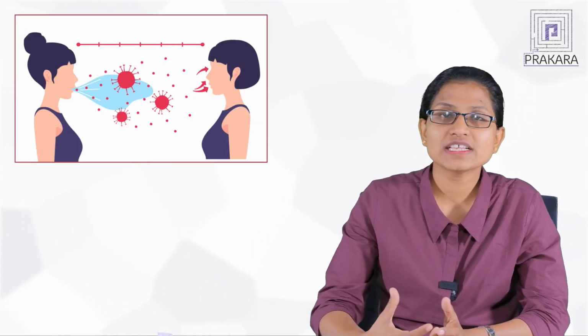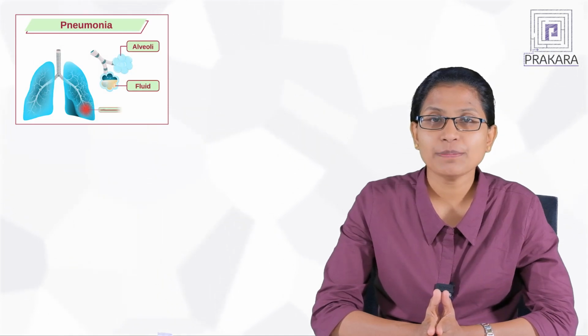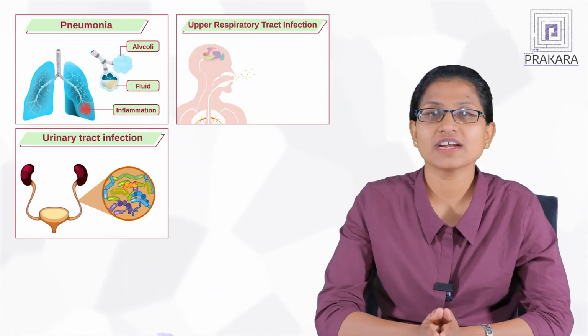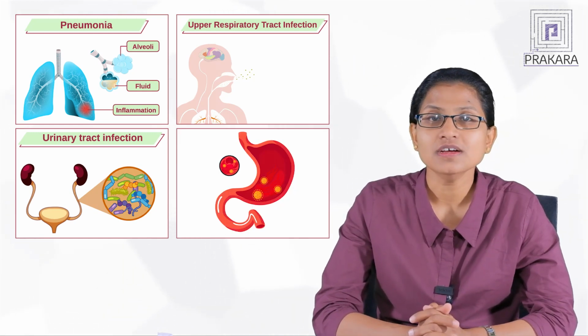Pseudomonas aeruginosa is known to cause severe opportunistic infections in human beings. They are transmitted through droplets. They are also transmitted by direct contact with the diseased person. This bacteria is known to cause pneumonia and upper respiratory tract infection, and also some urinary tract infections and gastrointestinal tract infections in immunocompromised patients.